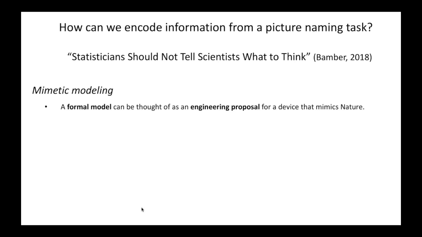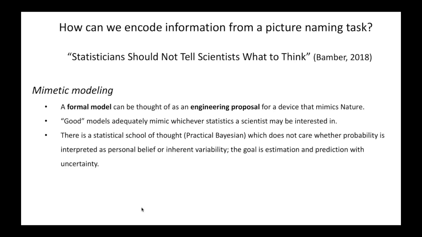And the idea here is that a formal model can be thought of as an engineering proposal for a device that mimics nature, and good models adequately mimic whatever statistics a scientist might be interested in. So if a scientist can have different goals, they use different models, and whatever works is good. And so there's this statistical school of thought, practical Bayesianism, which does not really care whether probability is interpreted as a personal belief or inherent variability, right? The goal is just estimation and prediction with uncertainty.